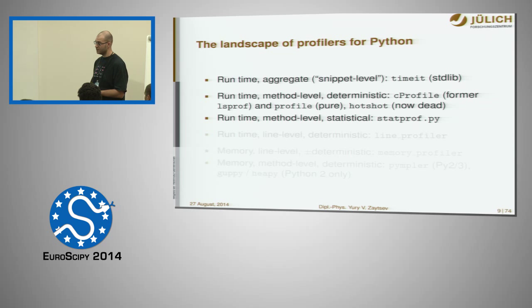The deterministic one of choice would be cProfile. It's the former lsprof for those who remember the early days. It implements exactly the same interface as profile, which is a pure Python profiler. And the latter is slower and only useful to find bugs in cProfile itself, which are not many left by now. I'm just mentioning it because it exists.